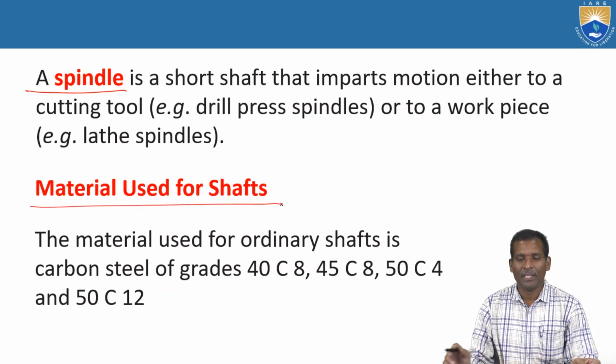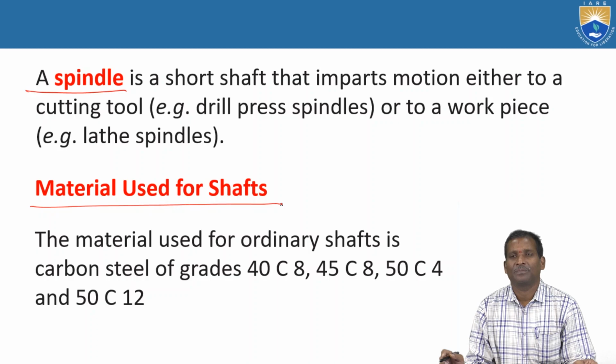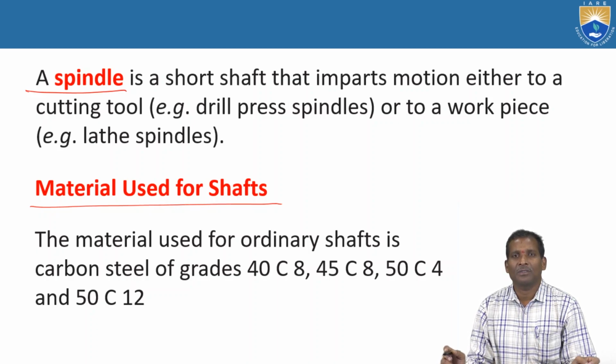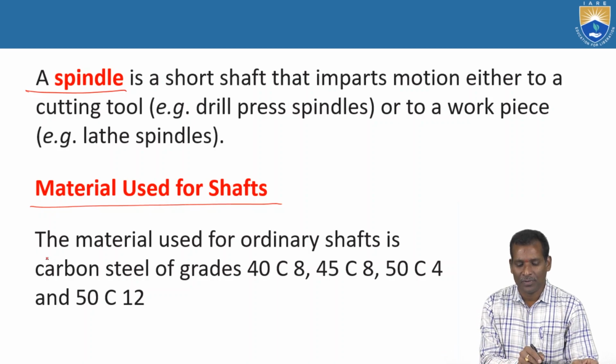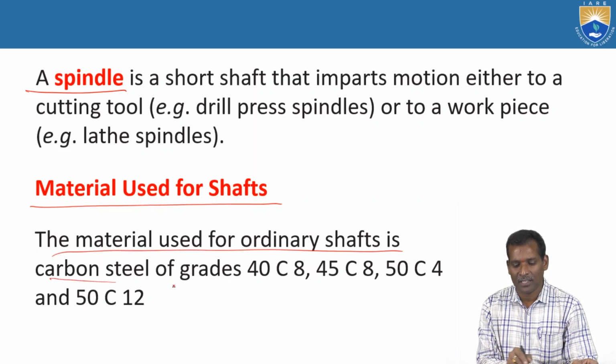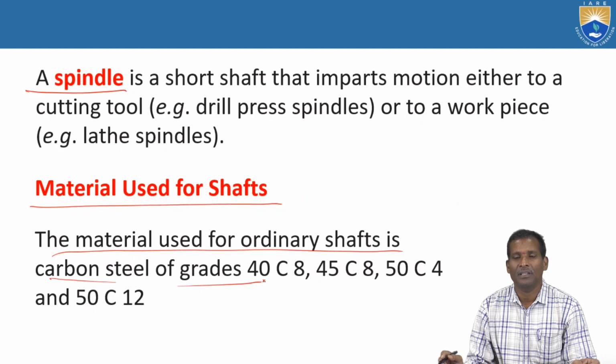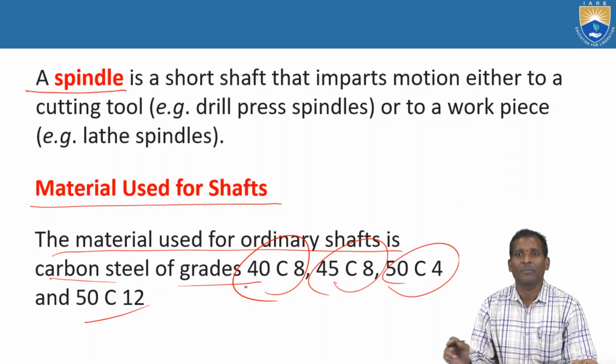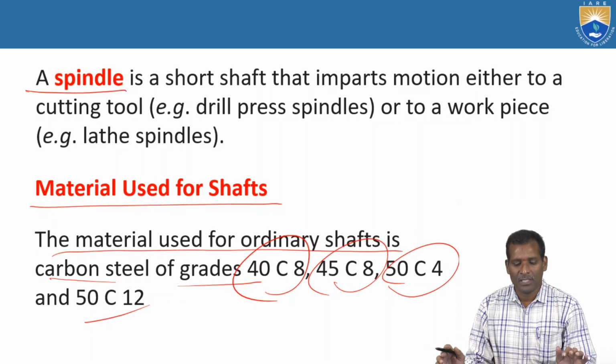So what are the materials used for shafts? The materials used for an ordinary shaft are carbon steels of grades 40C8, 45C8, 50C4 and 50C12, etc. Generally for ordinary shafts the materials are designated like this, the carbon steels.